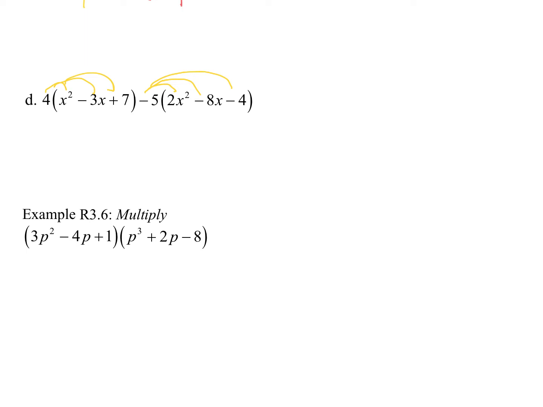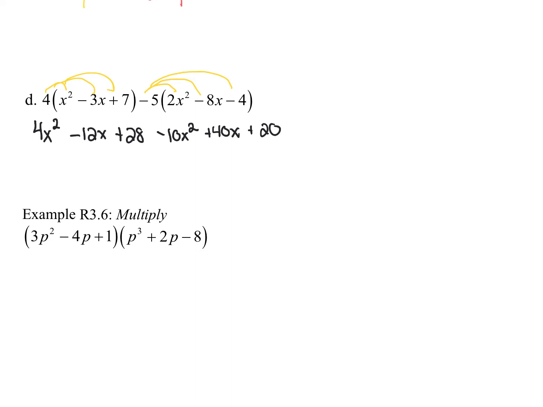When I distribute the 4 in, I get 4x squared. 4 times -3 is -12x. And then 4 times 7 is +28. Now this piece, you're going to distribute the -5 in. So you're going to get -10x squared. A negative times a negative is a positive, so +40x. And then a negative times a negative is a +20.